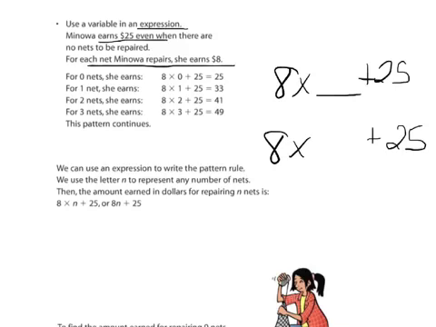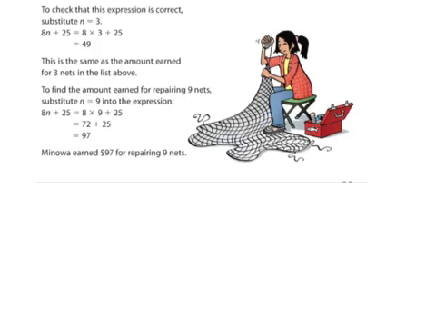So it's better if you choose a letter that doesn't look like any other. Often people will choose N, but it can really be any letter that you like. So as an expression, 8 times N plus 25 would be our rule. We can then check if this expression is correct just by substituting the number of nets.